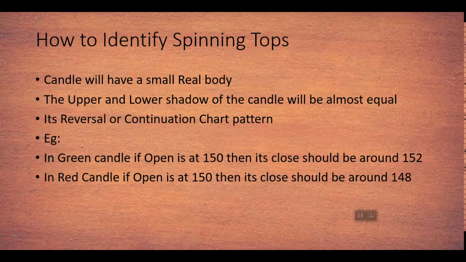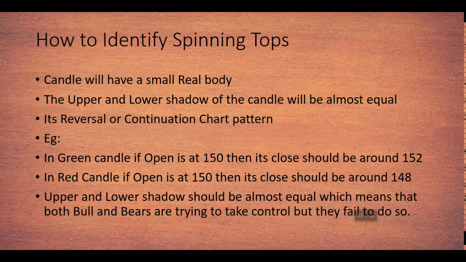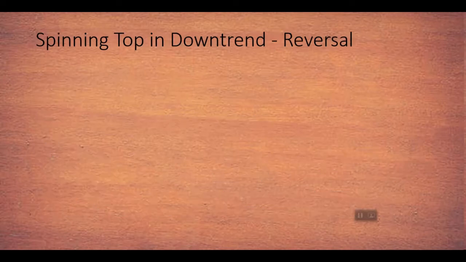The upper and lower shadows should be almost equal, which means that both the bulls and bears are trying to take control, but they fail to do so. Because of that, the upper and lower shadows are big, and the candle has a very small real body. A spinning top in a downtrend can be a reversal. We'll see an example of a reversal.